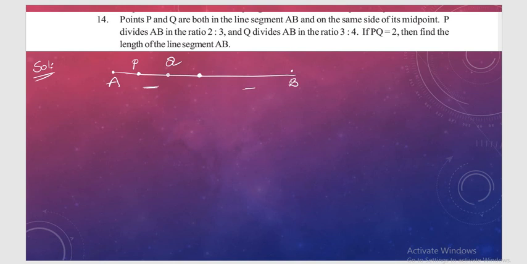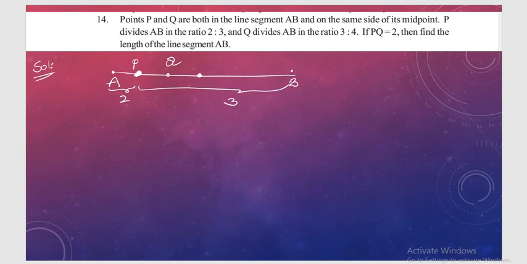Next, what he has given, P divides AB. So this is P, and it divides AB in the ratio 2:3. That means this particular part is 2 and this particular part is 3.